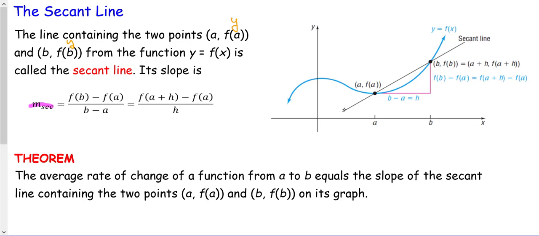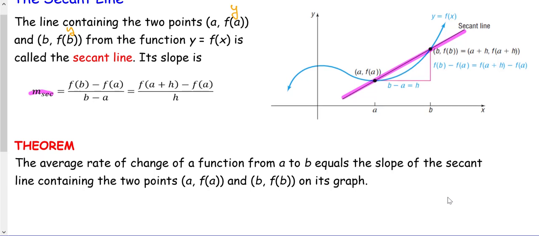When we look, we see our secant line goes through the 2 points that we found our average rate of change for. So basically, this theorem for the secant line states that the average rate of change of a function from a to b equals the slope of the secant line containing the 2 points a, f of a, and b, f of b on its graph.